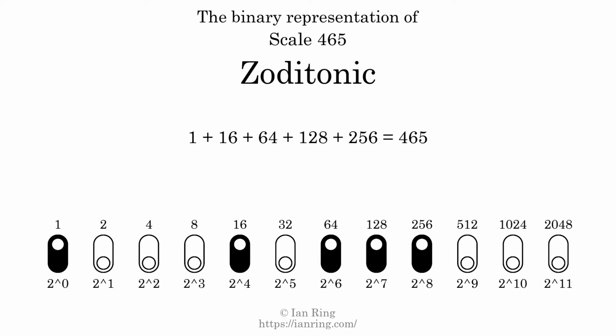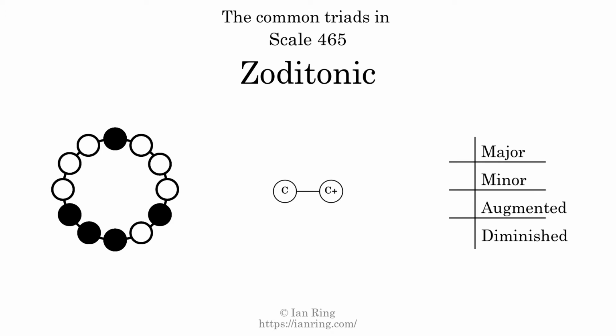The scale number not only enumerates the scale with a unique index, but it also literally describes the tonal content of the scale. Represented as a binary number in base 2, the scale number is 0001110100001. Here are the common triads present in this scale.